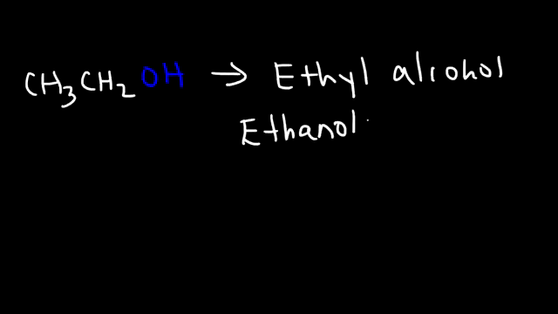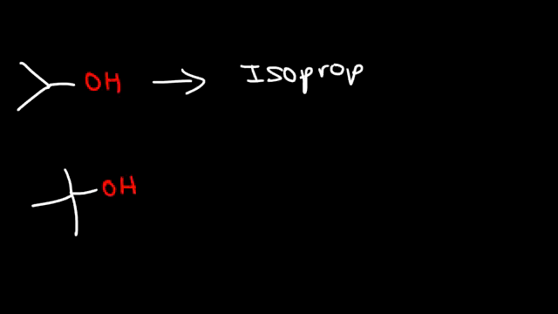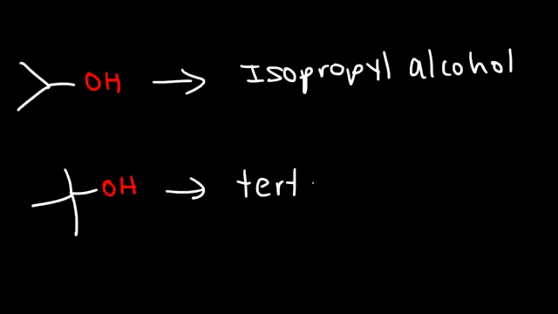Now what about these two examples? What's the common name for this alcohol? So this is known as isopropyl alcohol. It has an isopropyl group attached to the OH group. And this is called tert-butyl alcohol.